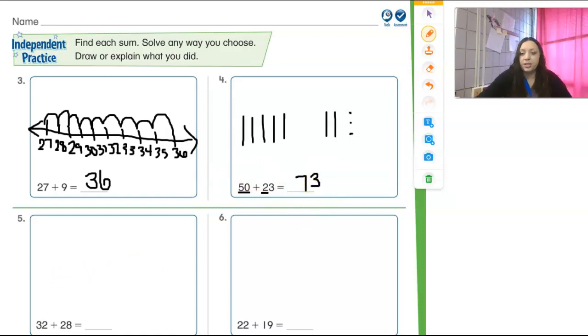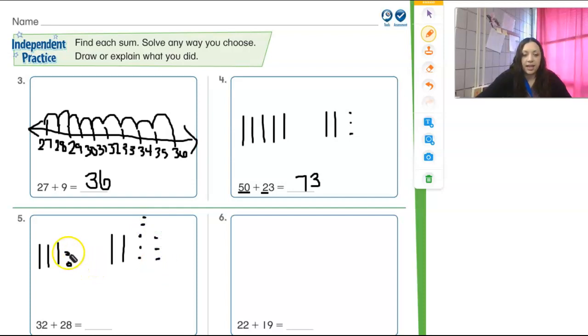How about 32 plus 28? I think I'm going to have to try to make a 10 with this. So let me make 32 first. 32 is how many 10s? 1, 2, 3. How many ones? 2 ones. 1, 2. Then 28 is how many 10s? 2. So 1, 2. And how many ones? 8. So 1, 2, 3, 4, 5, 6, 7, 8.